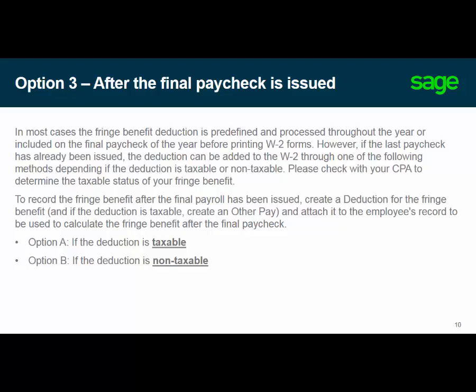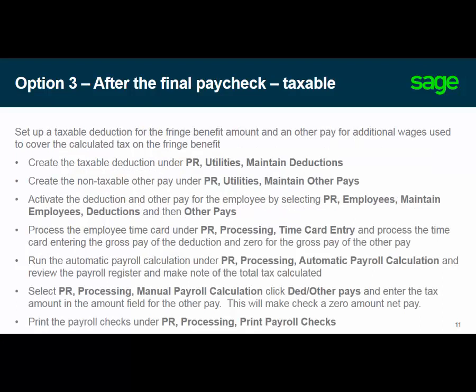We're going to cover two options here today. Option A is if the deduction is taxable, and option B is if the deduction is non-taxable. Here is an overview of the process on how to create the deduction for a taxable fringe benefit to be deducted after the final paycheck. Once we review the steps, we will go into a live demonstration on how to set this up.